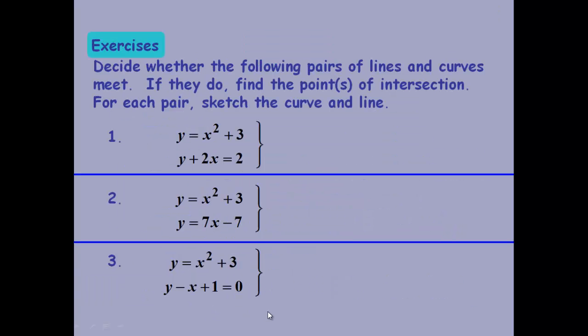Okay, to finish off then, have a go at these three. Decide whether these pairs of lines and curves meet. If they do, find the points of intersection, or point of intersection if it's a repeated root. And then have a go at sketching the curve and the line. Pause the presentation, have a go. If you're successful, then you're ready for the lesson.